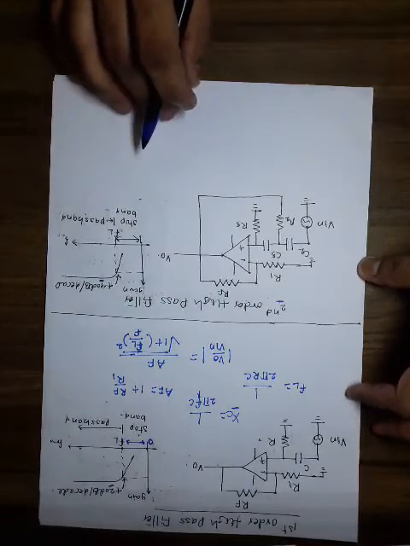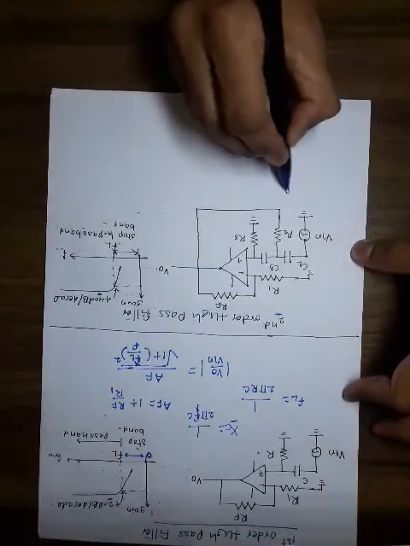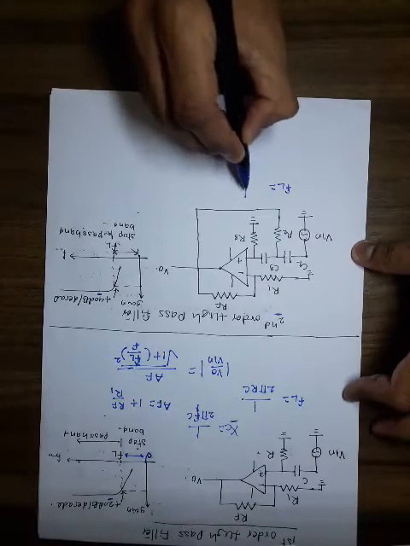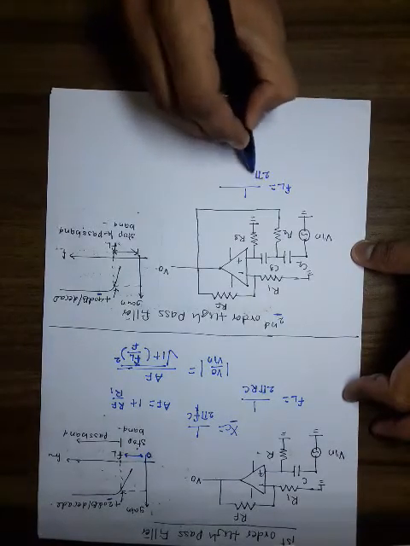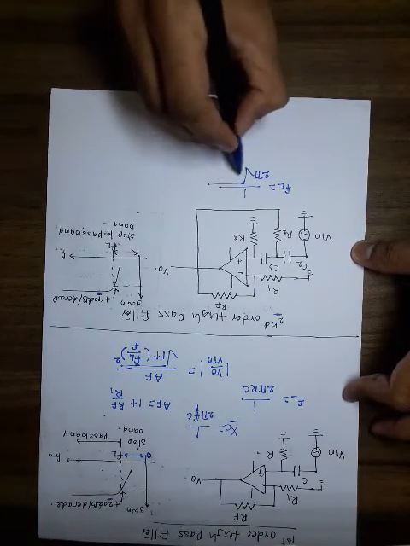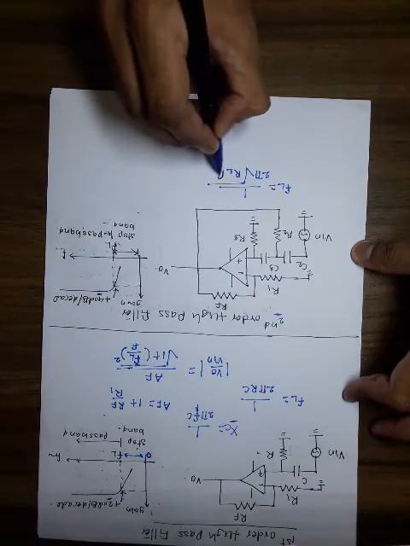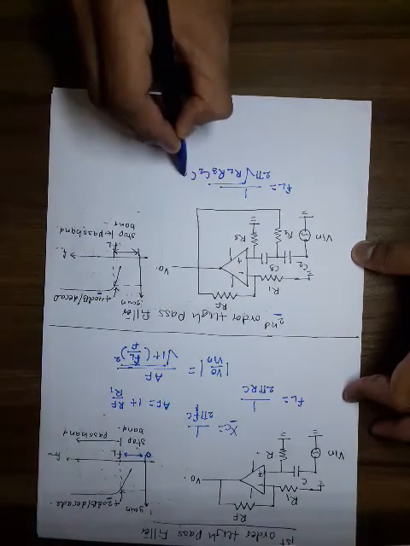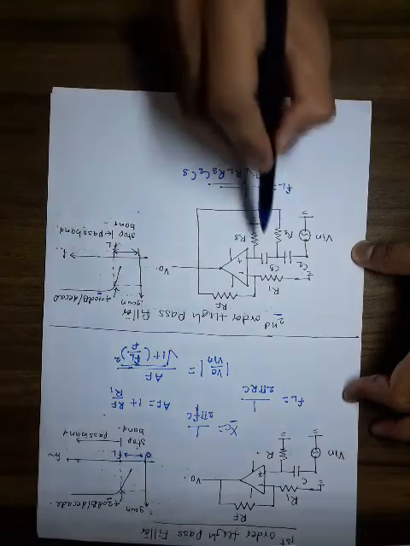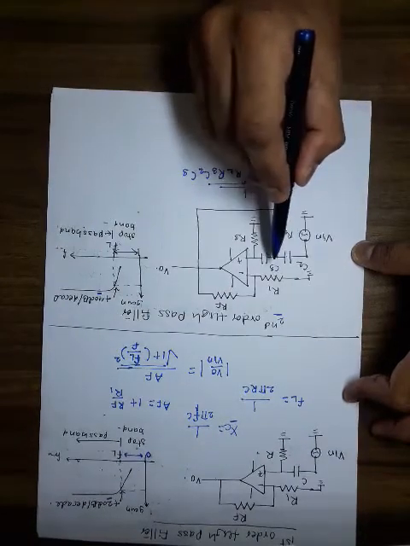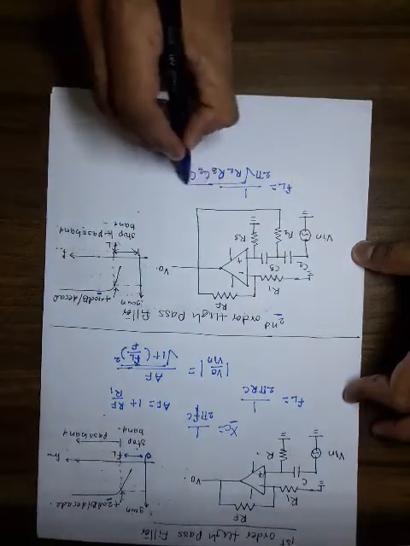Then for second order filter, the FL, that is the lower cutoff frequency, equals 1 upon 2 pi under root of R2, R3, C2, C3. This is R2, this is R3, this is C2, this is C3, and these are the filtering elements.